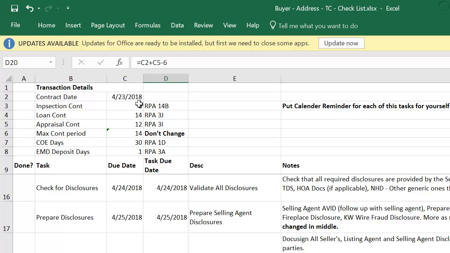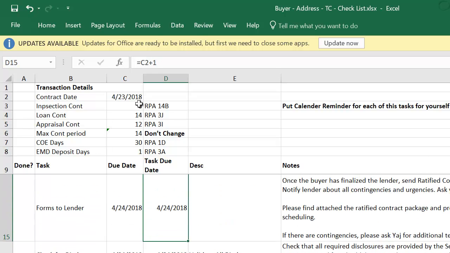So the very first thing you do is put reminders in your calendar so that it reminds you to get these things done. And however way you feel comfortable, you want to be reminded 2 days before, 1 day before, or the same day. That's your choice. But the idea is to put a reminder for yourself to get these things done.